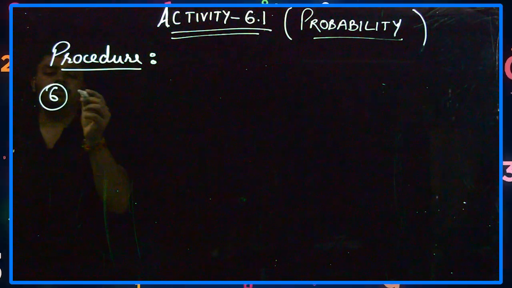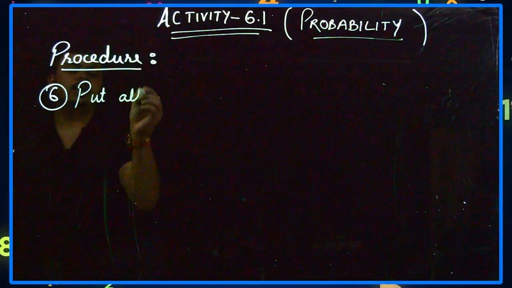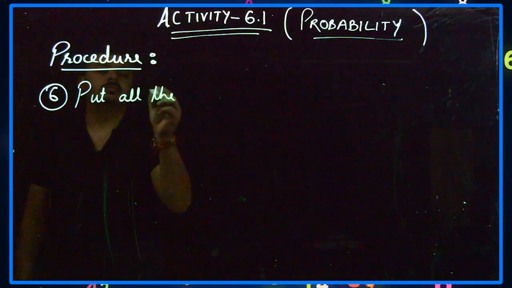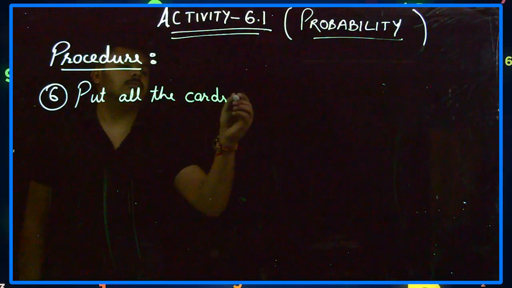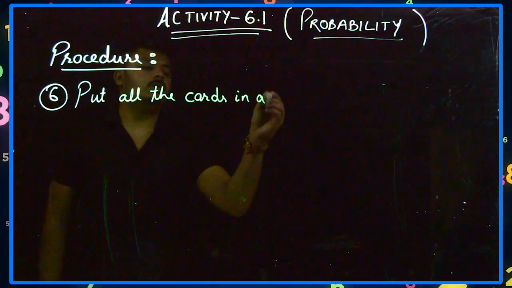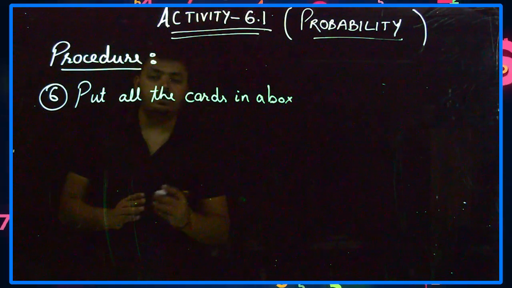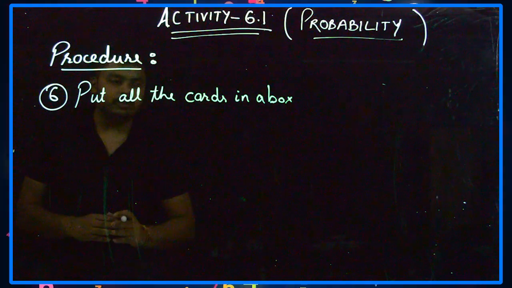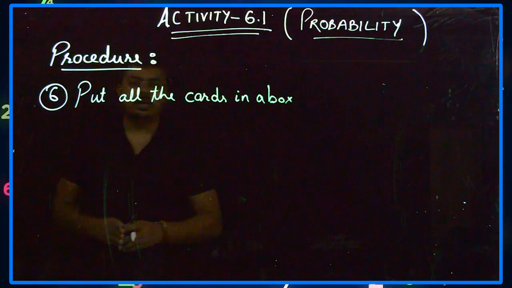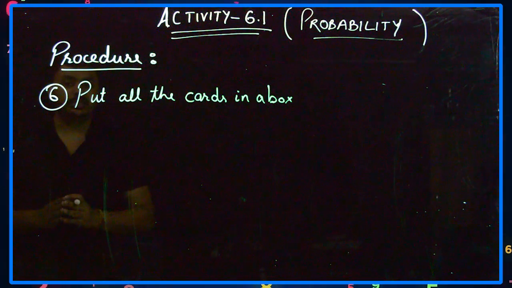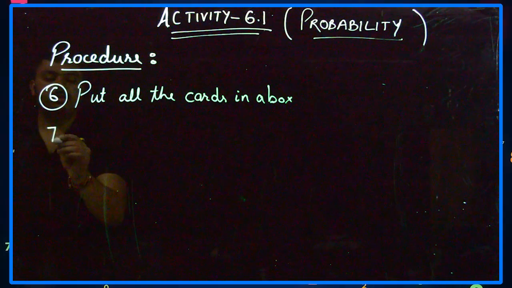Now step 6. Put all the cards in a box. That is the squared papers, or here we are mentioning them as cards. So the squared cards in a box, and those squared cards have now been marked on both sides as head or tails.